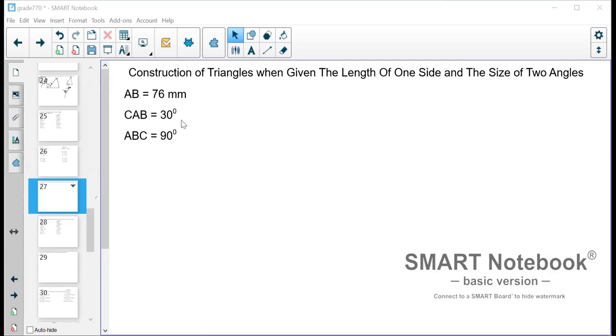Now, I did not specify which two angles would be 30 and 90. In this case, when it is not stated which of the two angles, you would always assume these to be the two base angles.